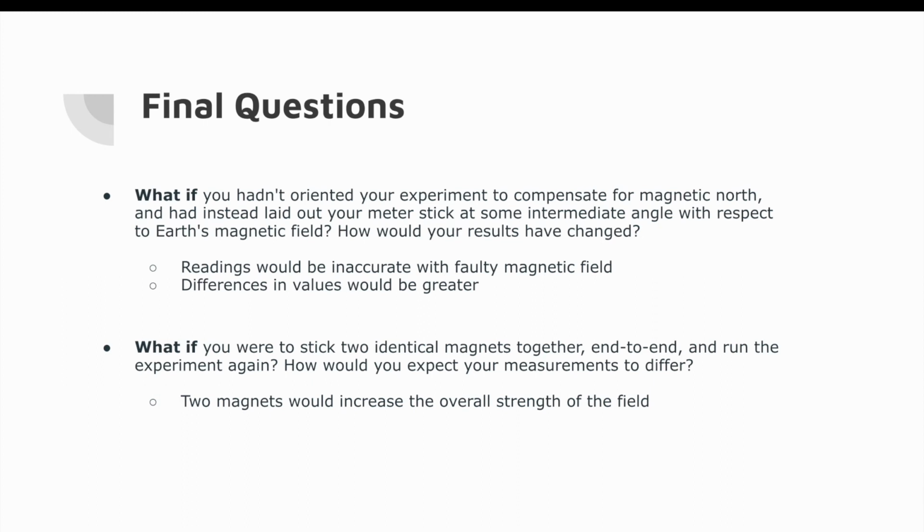And so some of the final questions that we can ask ourselves is, what happens if you don't compensate for magnetic north, specifically of the Earth? The readings will definitely be inaccurate. You must account for it because that is a controlled magnetic field, and if you don't do so, then the differences in values that we see between the experimental value and the computational model will be much greater.